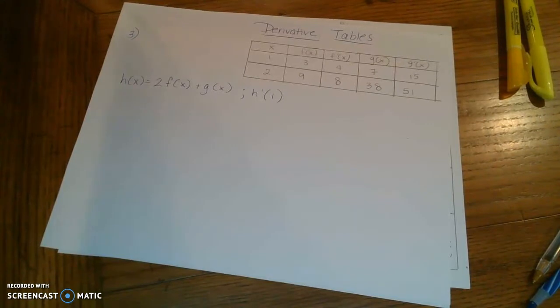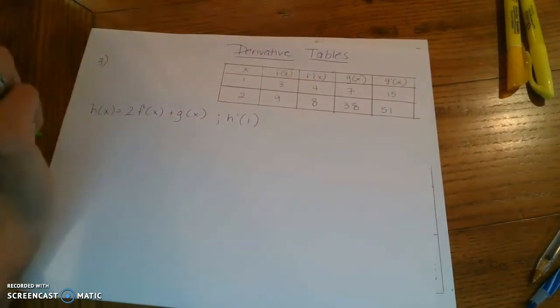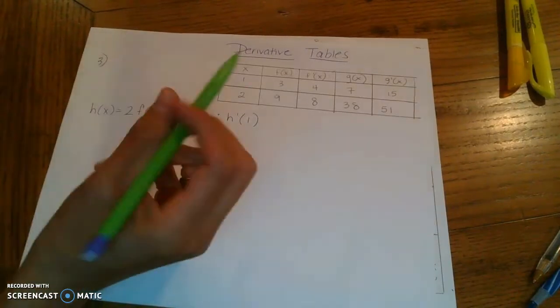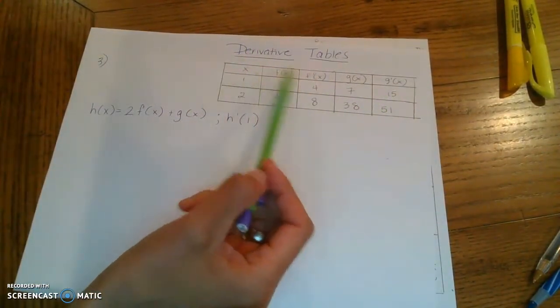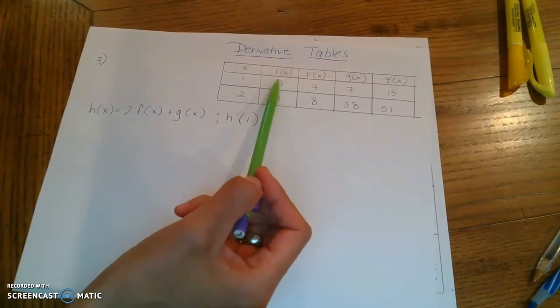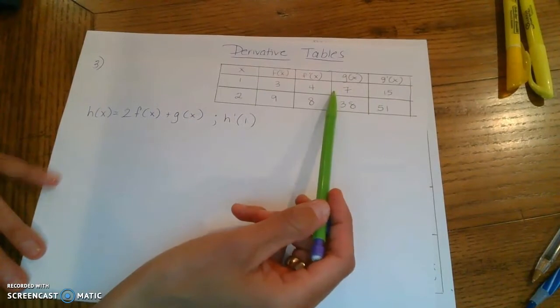sometimes also known as symbolic derivatives. This is very big on the AP exam. So what happens is they don't give you a function that you can take a derivative of. They give you a table, and they give you the table of values of the original function and the derivative values. So I call this a derivative table.